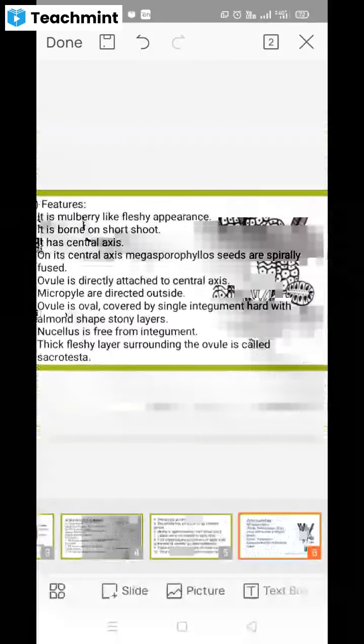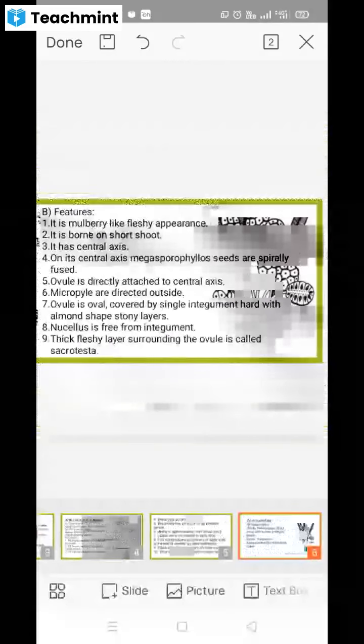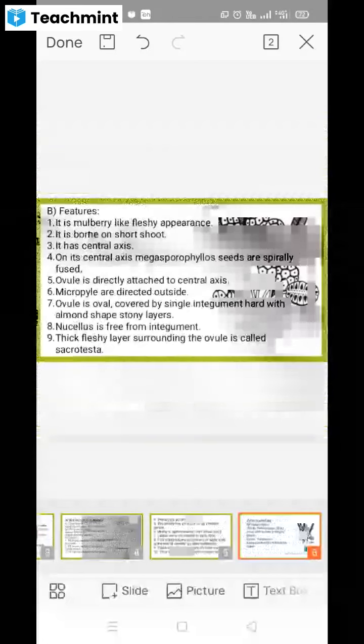So this female cone of the Pentoxylon, which is also called the Cornoconites, looks like a mulberry, with a fleshy appearance. They are always borne on the short shoot and on the central axis. So on its central axis megasporophyllous seeds are spirally fused.